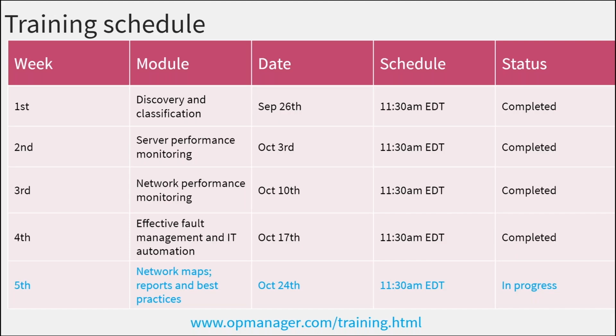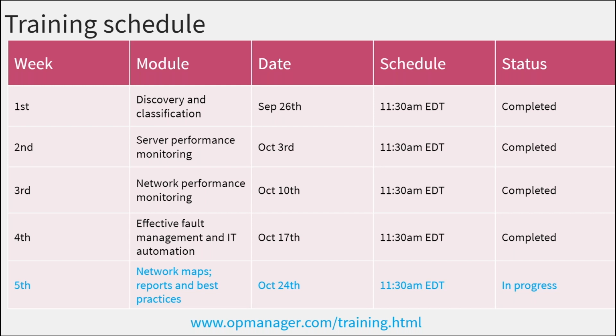So talking about the training schedule, we originally joined on September 26th for a session on discovery and classification, where we looked into how OpManager would be able to input the devices and also classify them intelligently. On the second session, October 3rd, we joined a session for server performance monitoring. This was particularly on monitoring your servers, be it virtual or physical servers. And on October 10th, we joined for network performance monitoring. This was predominantly on network devices like switches, routers, and firewalls. We looked into the parameters that we could monitor when it comes to those devices.